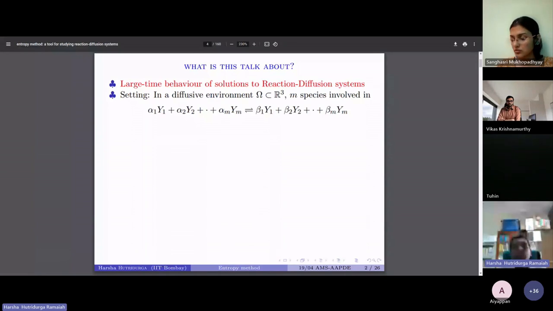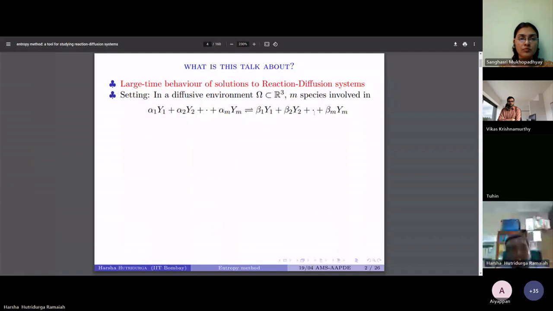So the setting is as follows. We will discuss everything in a 3-dimensional spatial domain, omega. And we have m number of species. M is just the number of species that are involved. They are involved in one single reversible chemical reaction like this, where these alpha i's and beta i's are known as the stoichiometric coefficients. They are just some non-negative real numbers. So it essentially tells you that alpha 1 amount of y1, alpha 2 amount of y2, and alpha m amount of ym come together to get into some reaction, and they yield beta 1 amount of y1 and so on and so forth.